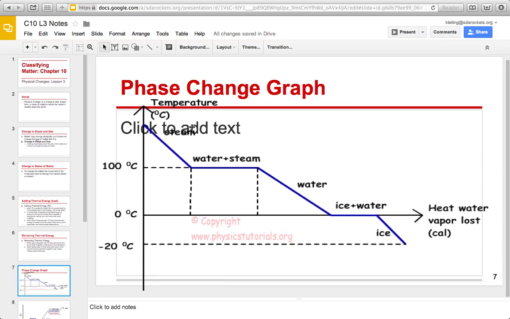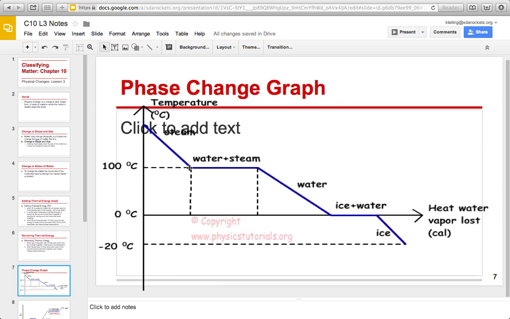So here you can see it says steam. We would also call that water vapor. At 100 degrees Celsius, which is the boiling point for water, you have water and steam. So water starts to turn to steam. It's important to note that water can never be over 100 degrees Celsius. At any point, if water starts to be over 100 degrees Celsius, it's no longer liquid water, and it's become water vapor.